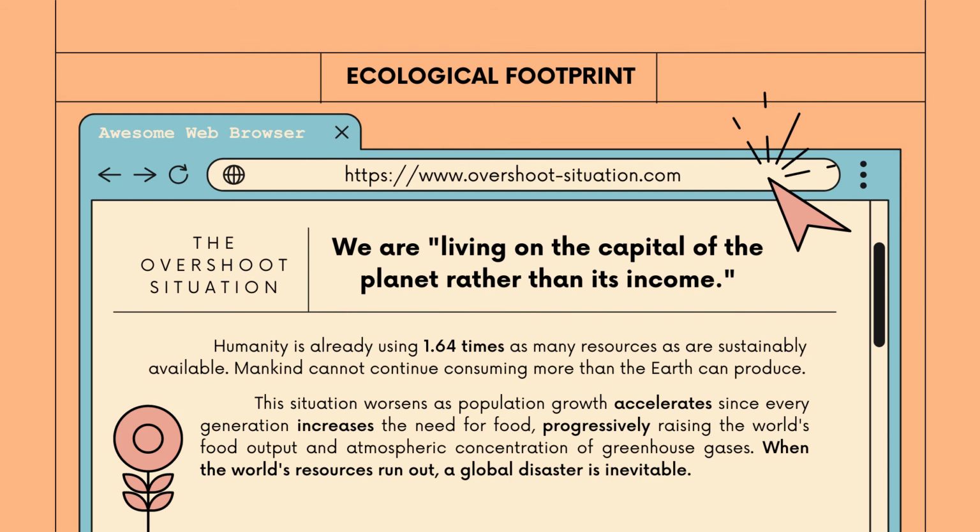This exemplifies that humanity cannot continue consuming more than the earth can produce. Moreover, this supply and demand issue only worsens as population growth accelerates. Because every additional human being increases the need for food, progressively raising the world's food output and atmospheric concentration of greenhouse gases. Because of this overshoot situation, which the entire planet is presently in, it can only be sustained by using its non-renewable capital. When the world's resources run out, a global disaster is inevitable.